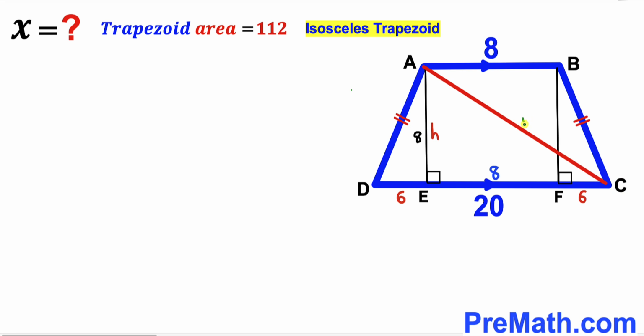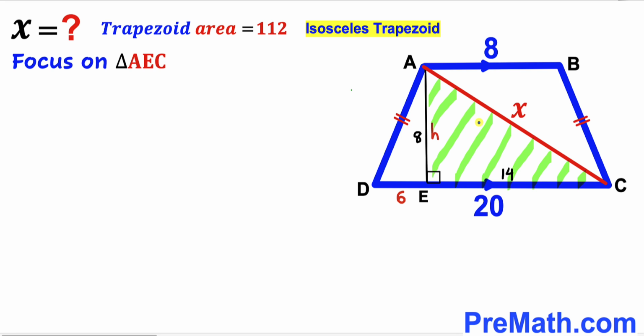In this next step I'm going to connect point A with vertex C, as you can see. And we know that this AC diagonal length is being represented by x. Now let's make an observation. We can see this whole EC length is going to be 8 plus 6, which makes it 14 units.